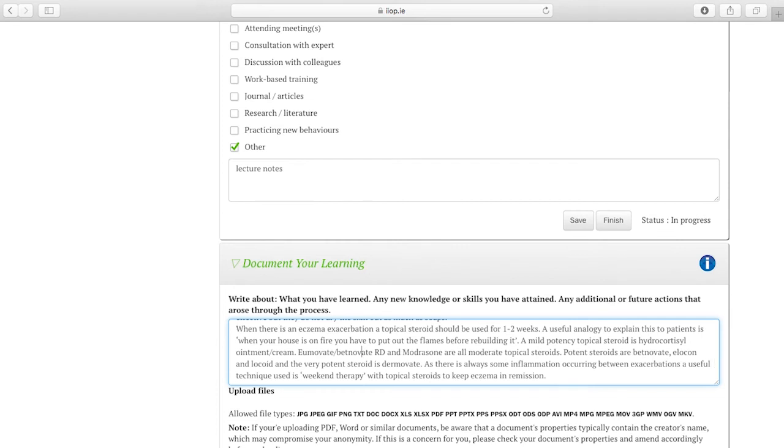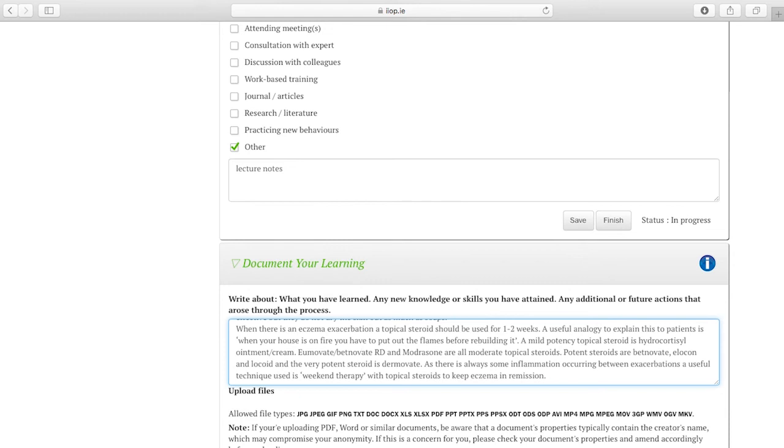So a mild potency topical steroid is hydrocortisone ointment or cream. The moderate topical corticosteroids are Umivate, Betnivate RD, and Madrosone. And the potent steroids are Betnivate, Elocon, and Locoid. And a very potent steroid is Dermovate.